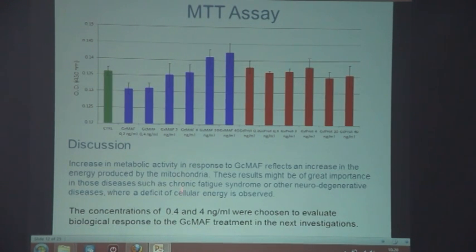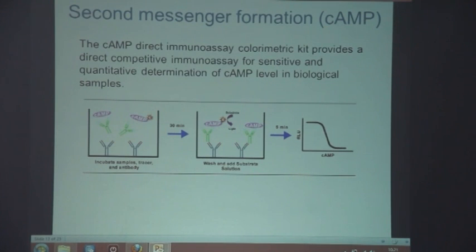We focus our attention on the concentrations of 0.4 and 4 nanograms per milliliter. We evaluated that probably they are the best concentrations for our model. So in the next investigation, we evaluate these 2 concentrations. Here, the second messenger formation, cAMP level assay, it is a direct immunoassay colorimetric kit.